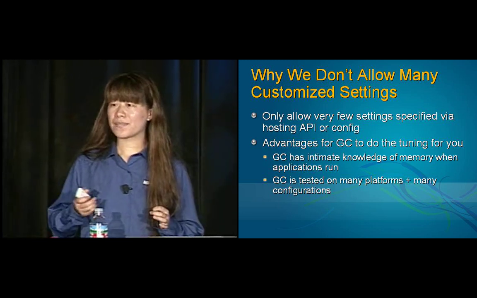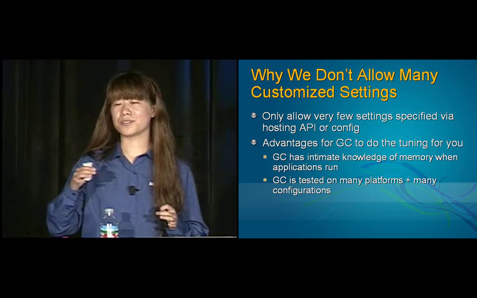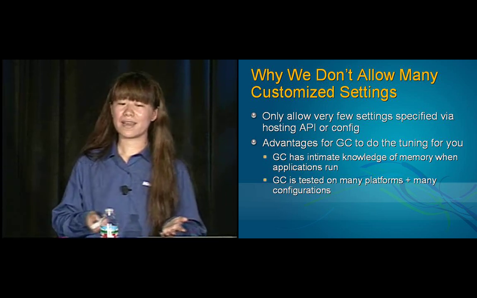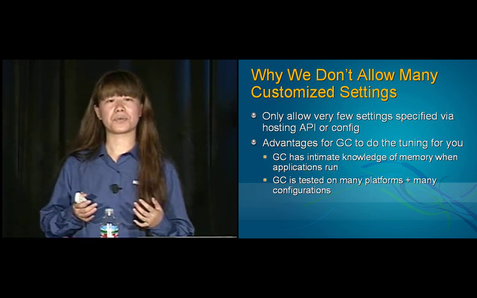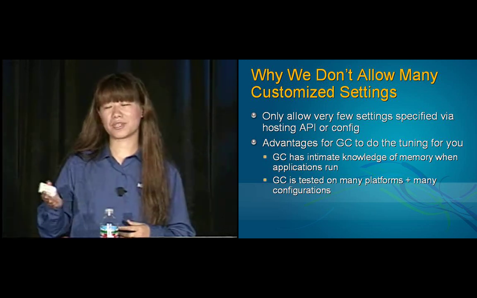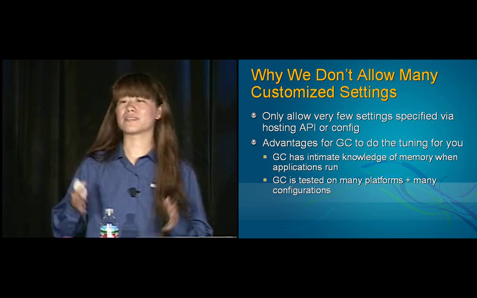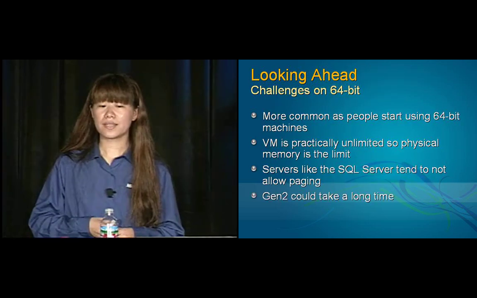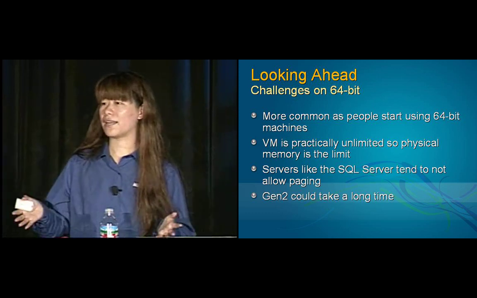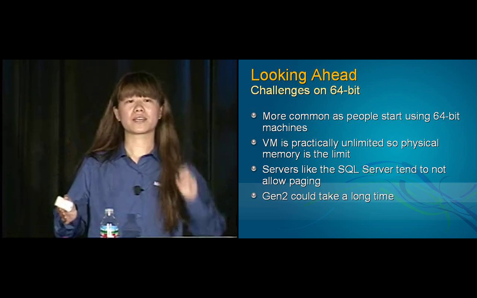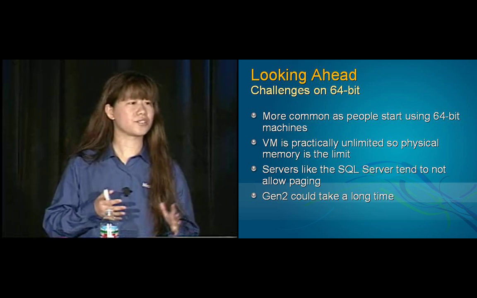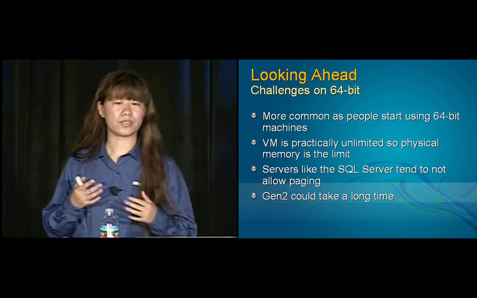Okay, so I think that about covers what I want to say about GC in the past. So what are we going to do in the future? Well, looking ahead, the biggest challenge that we want to work on right now is 64-bit large heaps. You could have a large heap on 32-bit as well, but it's a lot more common, obviously, on 64-bit. As more and more 64-bit machines come online and more people start to use them, managed heaps are way bigger than what you used to see on 32-bit platforms.